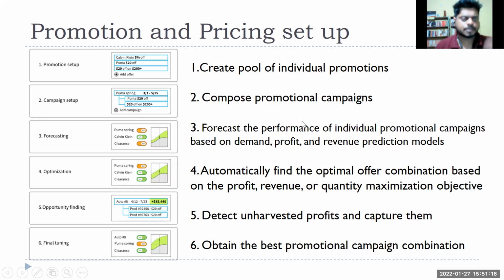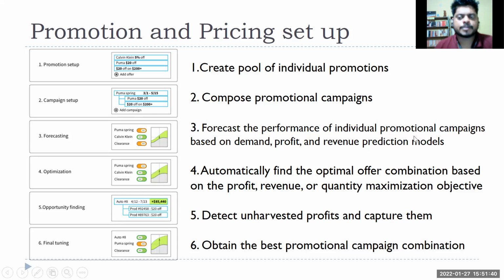So what you basically do, unless there is a new promotion, based on the past promotions, right? Create a pool of individual promotions, whatever 10 or 20 or 15 different types of promotions. You create a pool, compose promotional campaigns. Basically, for each of them, you should have certain kinds of flyers, or maybe if it is through a website, different kinds of designs have to happen, right?